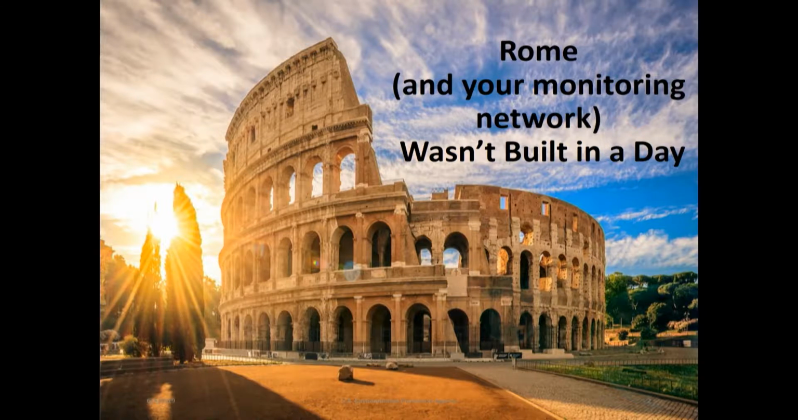So Rome and your monitoring networks weren't built in a day, but what goes into operating and designing a robust ambient air monitoring network? And what sorts of things should you be considering in establishing and maintaining a network that meets the needs of multiple different stakeholders under, I'm sure you're all aware of, very limited resources?